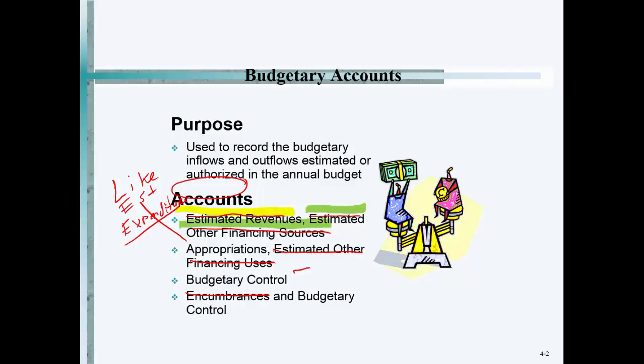So we put our resource inflows together, our estimated revenues, our estimated other financing sources. We put our resource outflows together, our appropriations, our other financing uses, right? And these are estimates, okay? The appropriation is the legal authority to spend. Now, we come over and we also had these budgetary accounts that we use during the year. One is called encumbrances. The other is budgetary control. Okay, so these were just our budgetary accounts that we talked about a little bit in chapter 3.